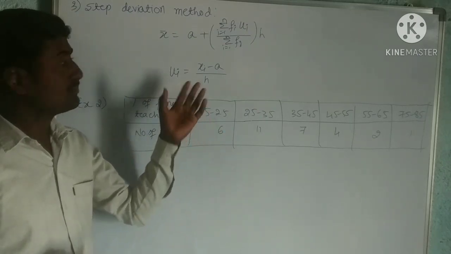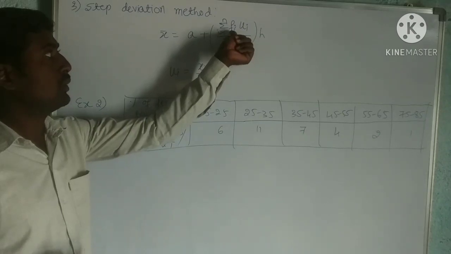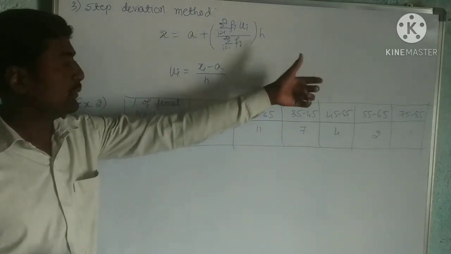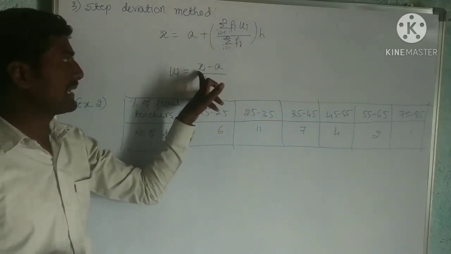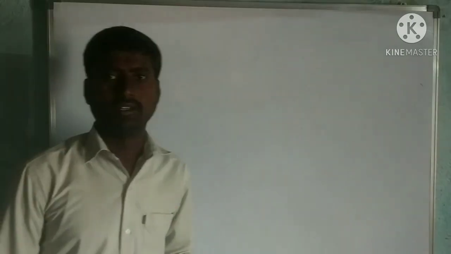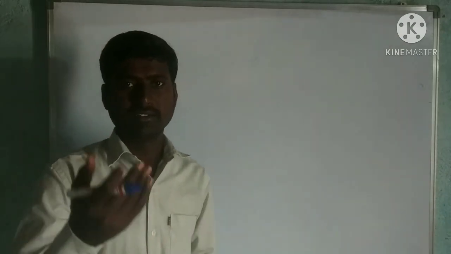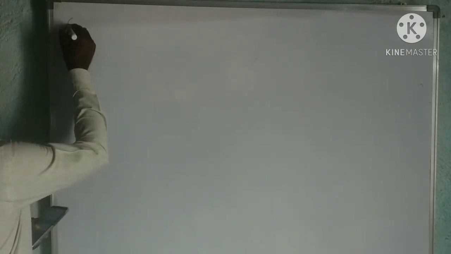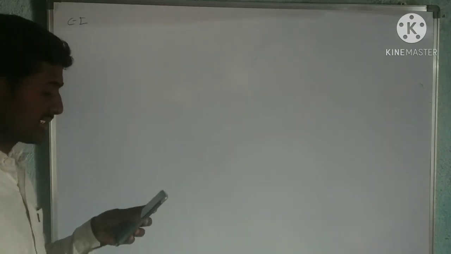The formula for that is x bar is equal to a plus the summation i equals 1 to n of fi ui divided by the sum of fi, into h, where h is the step length or step size. ui is xi minus a divided by h, where a is the assumed mean. Let us solve example number 2 by the step deviation method. For that, let us take the table. First take the class interval, that is the percentage of female teachers.